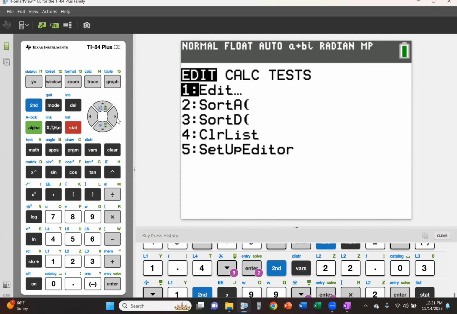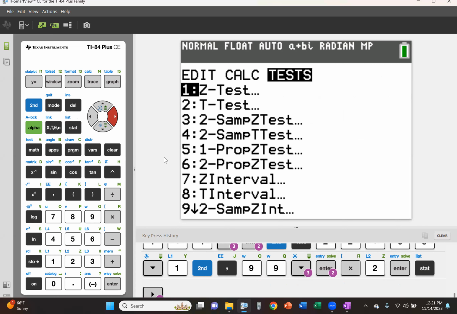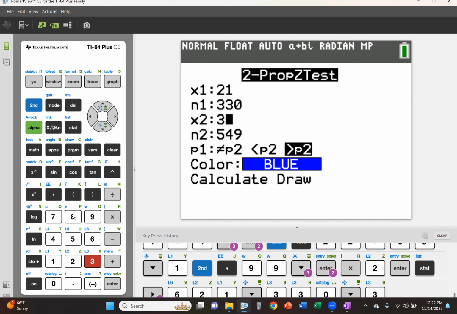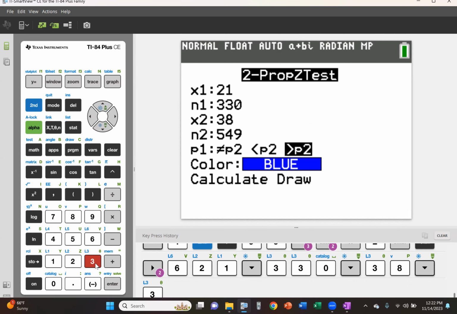Okay, so stat test. Two proportion z-test is number 6. And what information do we have? We have 21 out of 330 families in Hawaii below the poverty line. So let's put that in. 21 out of 330. In Alaska, it was 38 out of 330. And we're testing if they're just not equal to each other.